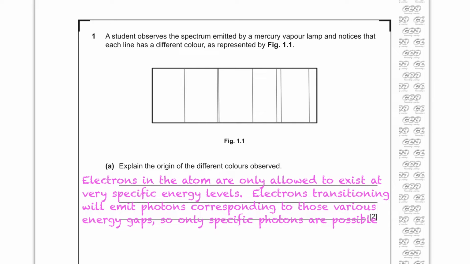So you're explaining that there are only specific energy levels and that the electrons will move between those levels, and when you're transitioning, then they will emit photons corresponding to the energy gap that they've jumped, and that's why only specific photons are possible.